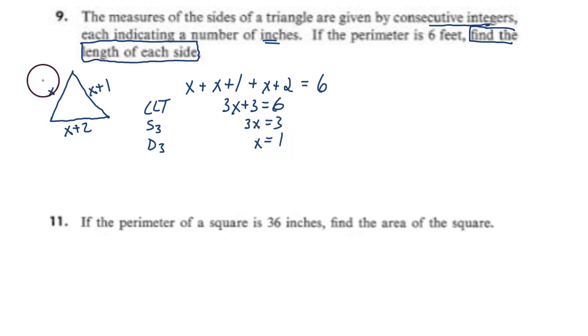We have found that the shortest side of the triangle is 1 inch. The next longest side of the triangle is 1 plus 1, or 2 inches. And the longest side of the triangle is 1 plus 2, which is 3 inches.